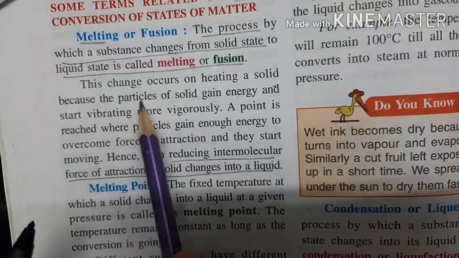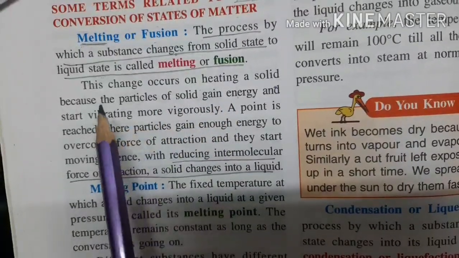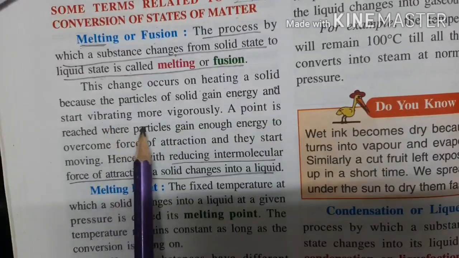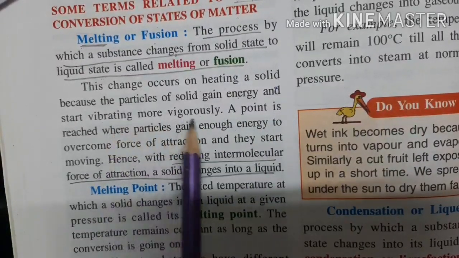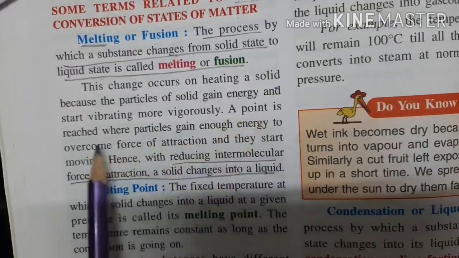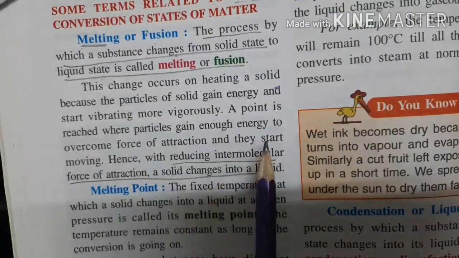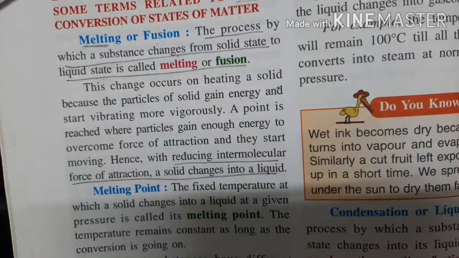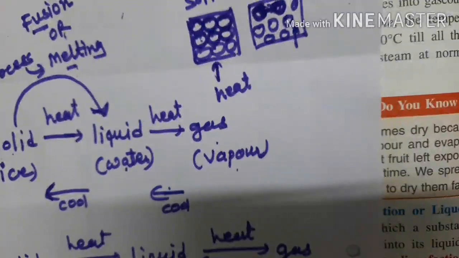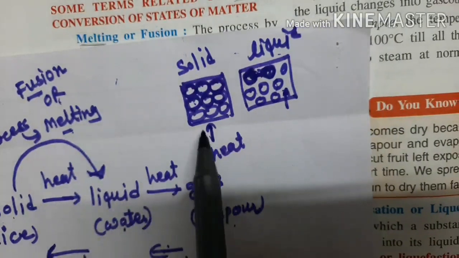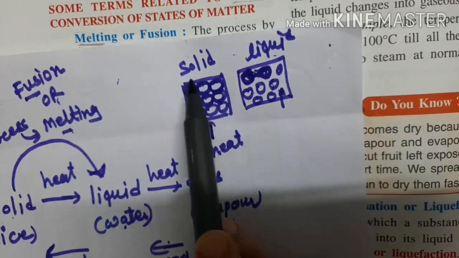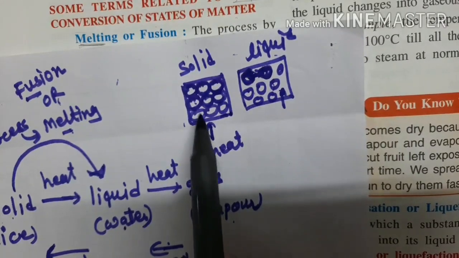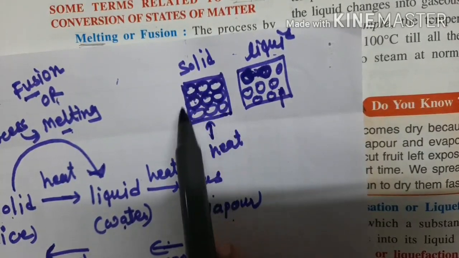Now this change occurs on heating a solid because the particles of the solid gain energy and start vibrating more vigorously. A point is reached where the particles gain enough energy to overcome the force of attraction and they start moving. Here it is telling us how the solid particles are arranged. You know very well how the solid particles are arranged in a substance. So solid particles look like this.